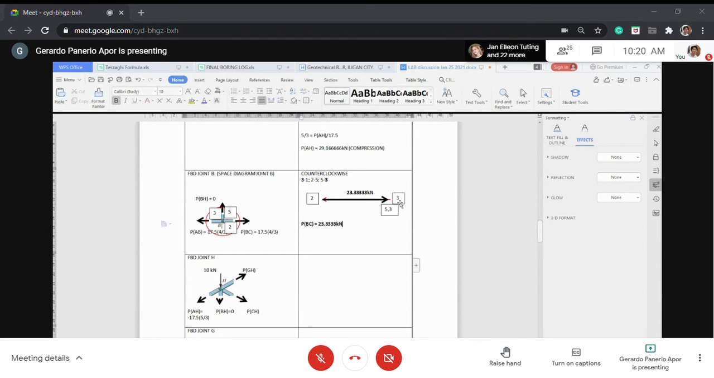So 2 to 3 and 2 to 5 are the same, or 3 to 2 and 2 to 5 are the same magnitude. Again, it follows the same direction. So meaning this is tension because you did not break your assumption. That's it. Tension.